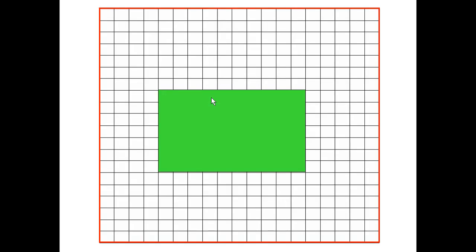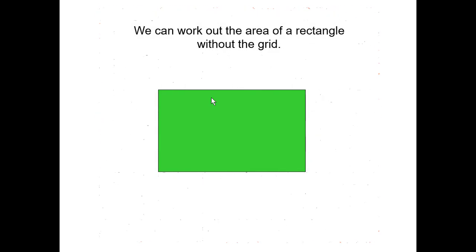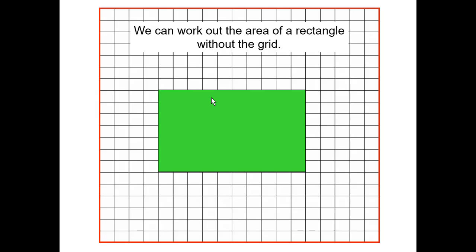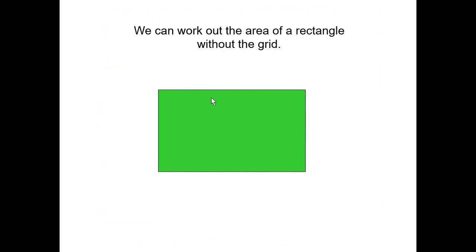So take a look at that shape. It is very simple for us to find the area when we have the grid lines. But what if they were not there? Take a look and see. With the grid, without the grid. So what you do, you get the length and the width. They will help you to find the area of this shape.